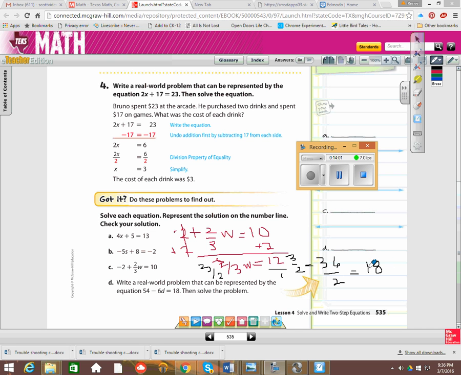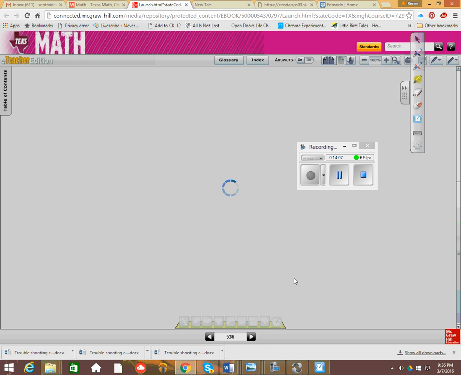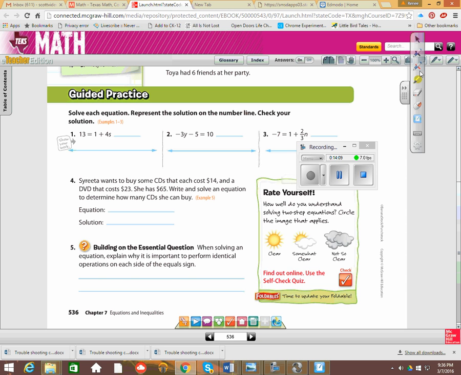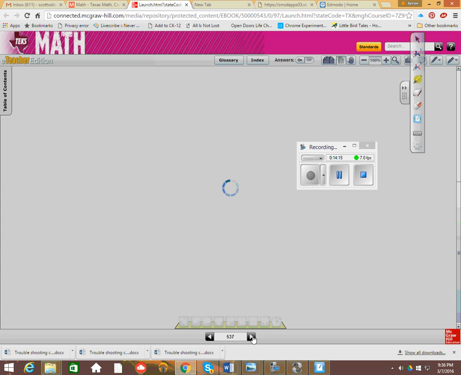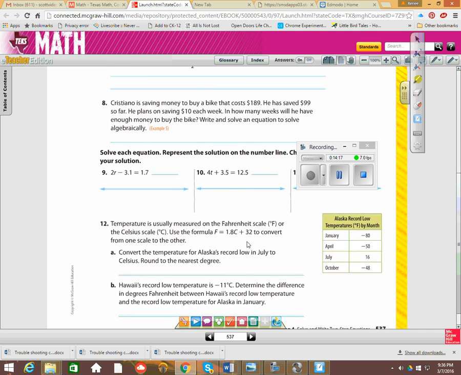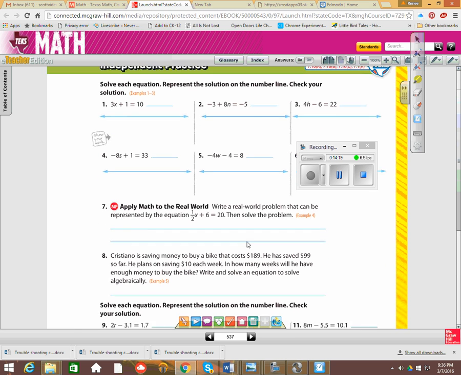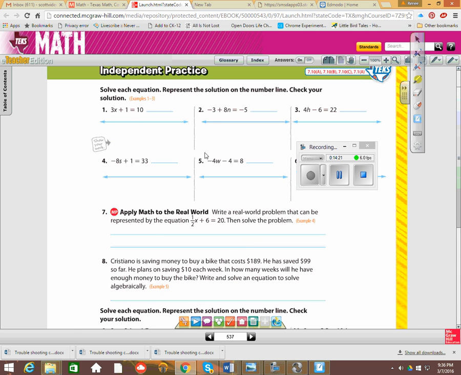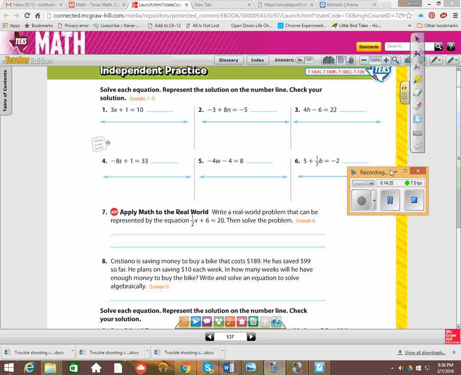So what we're going to do for homework, you're going to do the guided 1 through 4, page 536, and you can try the 1 through 6. You can stop at 6 on page 537.